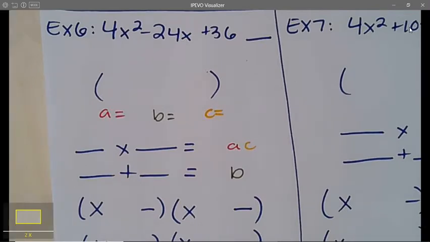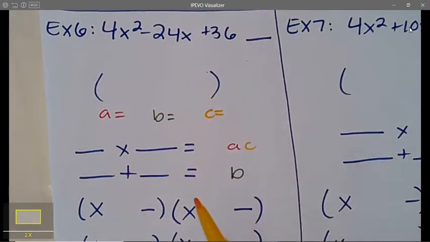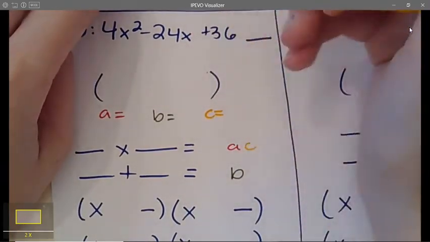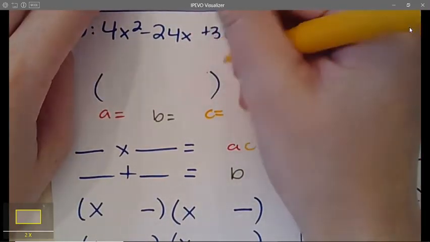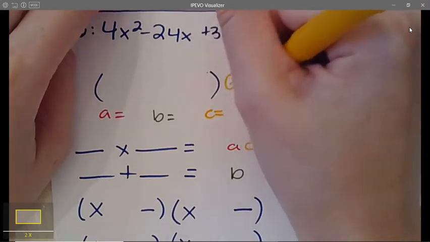So let's get started. Example 6, again, the first step, we're going to identify the GCF. What is the largest number that will divide into 4, 24, and 36? Like normal, you guys are correct. That would be a 4. So my GCF is a 4.